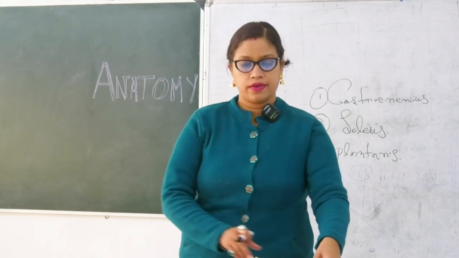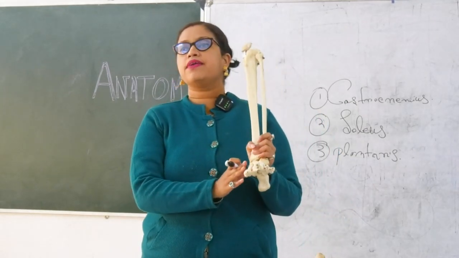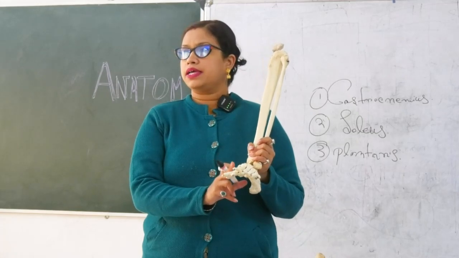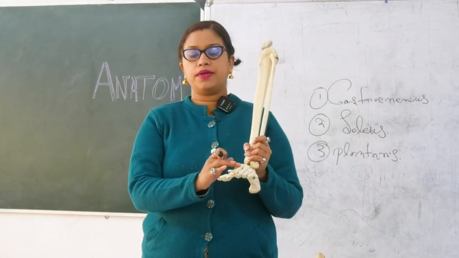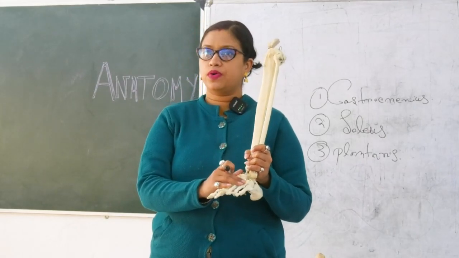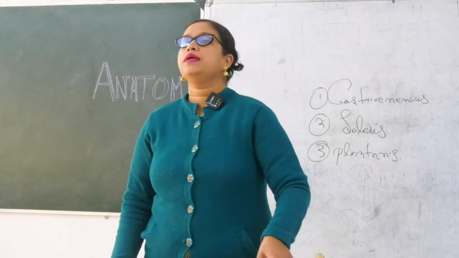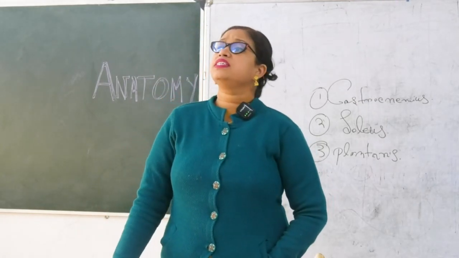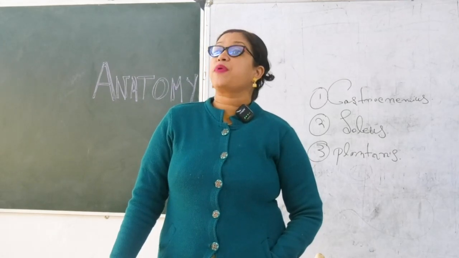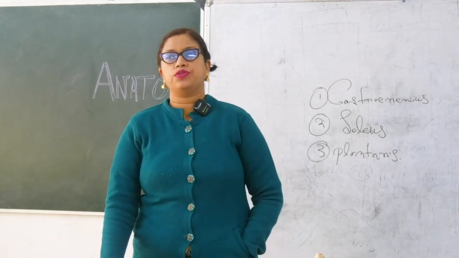Where? Suppose this is the digit. Except the first one, it will be inserted to the remaining 4 digits. So second, third, fourth, fifth. Okay, and it will form what? Dorsal digital expansion. Okay, DDE, dorsal digital expansion.